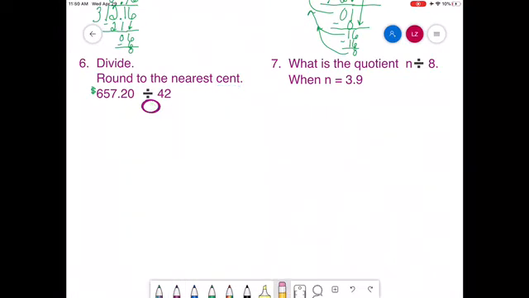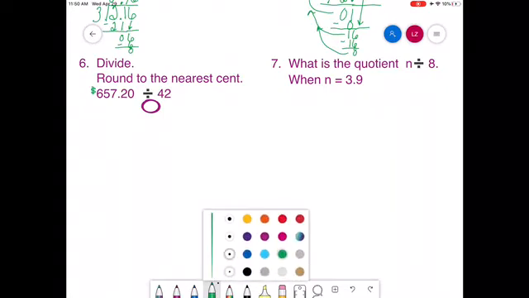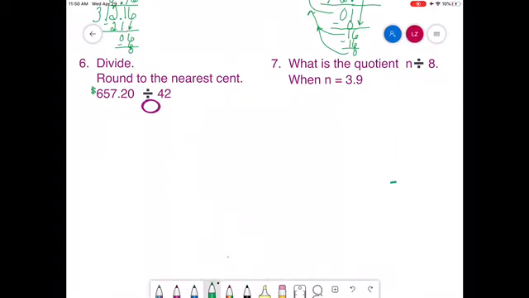What is the quotient n divided by 8 when n equals 3.9? Well, this isn't too bad, because even though it gives you this problem where it says n divided by 8, you say, well, what is n? Oh, look, they gave me the answer. They said n is 3.9. So all you're really doing is taking 3.9 and dividing it by 8. Move the decimal up.